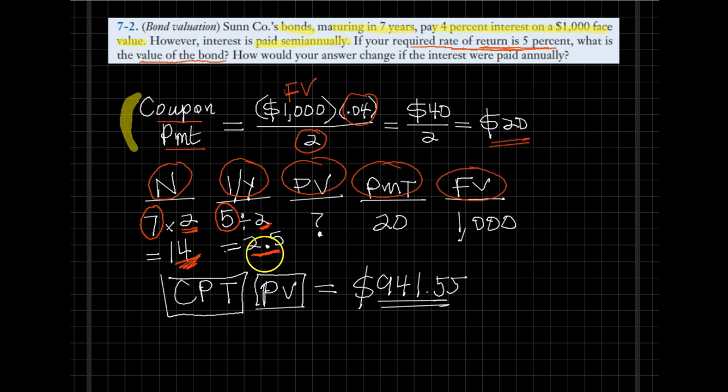And so that required rate of return is the return for each of these 14 periods. The question is obviously the value of the bond, so we left the present value blank. The payments, we just calculated to be $20, so we just plugged that in, and the face value of the bond is $1,000. Because we are on the receiving end, I input the payments and the future value as positives.